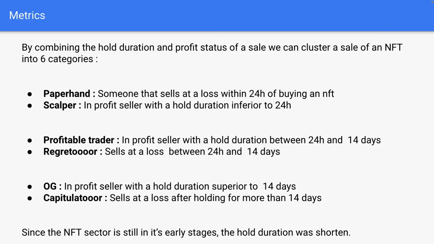For a very short-term trader, less than 24 hours: were they paper hands, or were they scalpers in profit? For a mid-term trader, from 24 hours to 14 days: were they a profitable trader, or did they regret their investment and sell at a loss? And long-term holders, the last group: are they OGs in profit, or did they capitulate after 14 days? The 14 days number is quite arbitrary since the NFT sector is quite young, but we can get a more data-driven approach later.